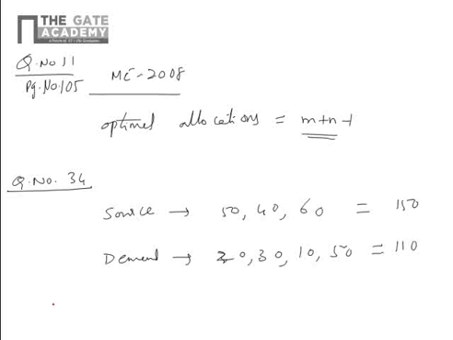He is asking, options are: a dummy source of capacity 40 units is needed, a dummy destination of capacity 40 units is added. Answer is B. Because supply is not equal to demand, to equate it, we need to add to the demand side.